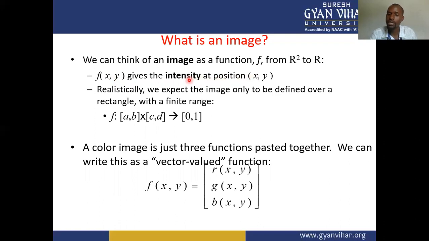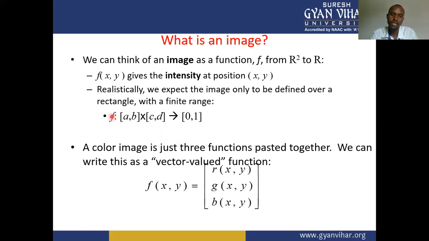So if we are representing this image by sampling, by getting the value x comma y, it can be used both as a coordinate and also the intensity at position x comma y. That is why it is very necessary to label it as x comma y. Now, moving further, we expect the image only to be defined over a rectangle or a finite range.